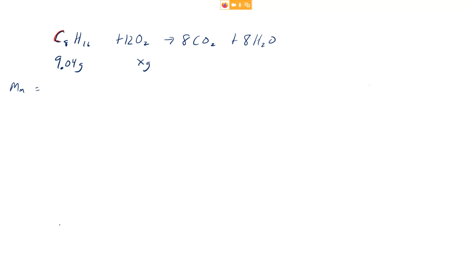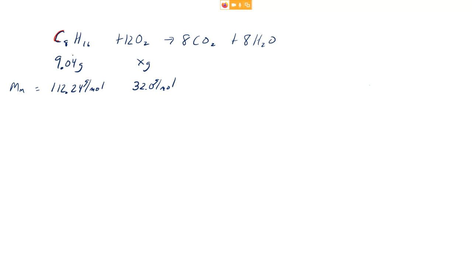All right, so back to the molar masses. I do 8 times 12.01 for the carbon and 16 times 1.01 for the hydrogens, and I got 112.24. So the molar mass of this is 112.24, and that's in grams per mole. And the molar mass of an oxygen is 2 times 16, so it's 32.0 grams per mole.